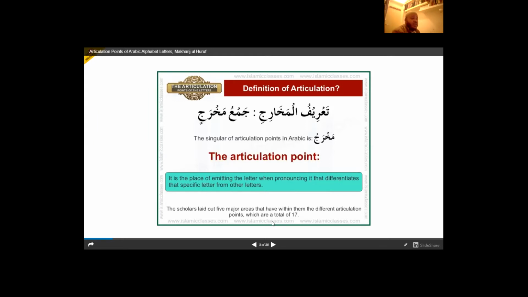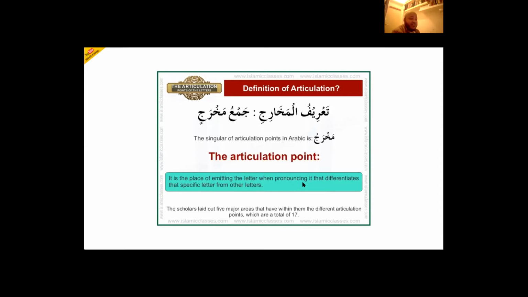Now, the articulation points is the place of emitting the letters when pronouncing it that differentiates that specific letter from the other one. So it means basically that the huruuf al-makhaarij is being able to pronounce every letter so that you can differentiate between the letters. At the moment, there are specific letters which sound similar. They sound so similar that sometimes it's even hard to tell the difference. I'm sure the majority of you are nodding your head right now. But inshallah, we'll go through these letters one by one today.